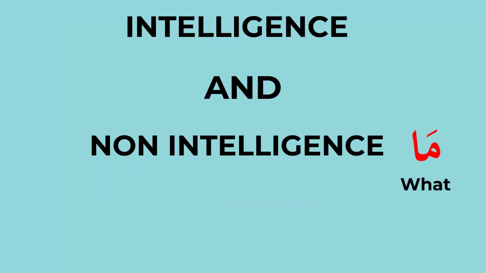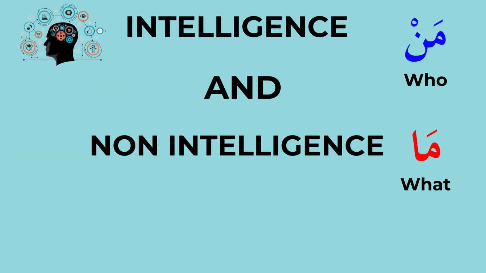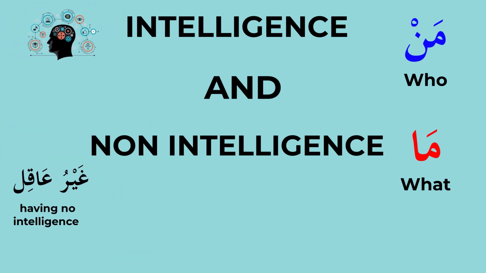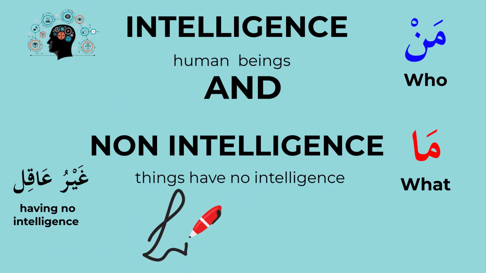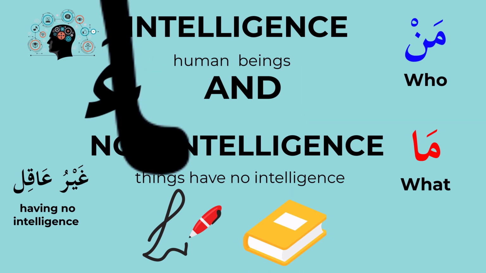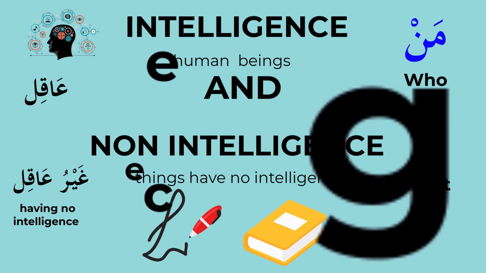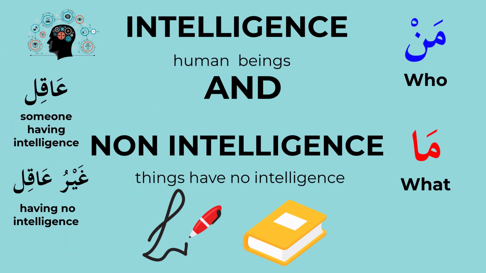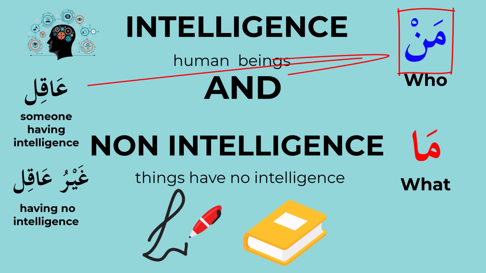Ma is what? And man is who? Are you with me? In the whole universe, they are having intelligence, or they are ghair aqil, with no intelligence. Human beings have intelligence, but things have no intelligence. Pen doesn't have intelligence. Okay, kitab doesn't have intelligence. We have intelligence. So anything which is aqil, having intelligence, when you want to find out about that, you will use man. When you want to find out about things, you will use ma.